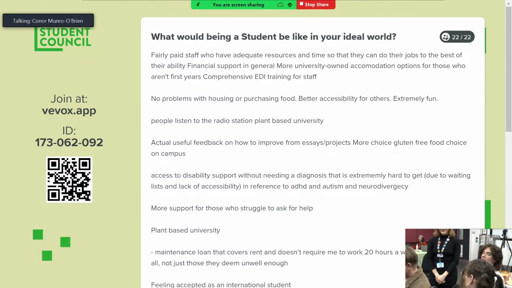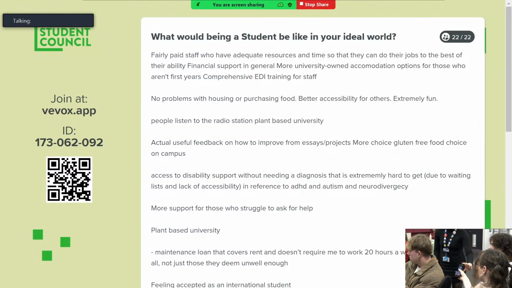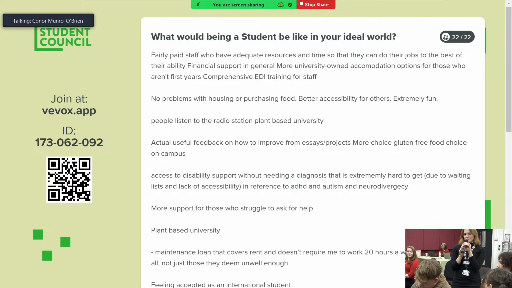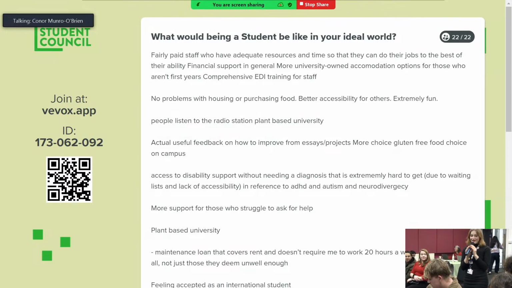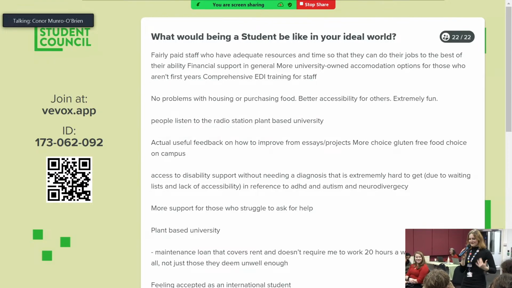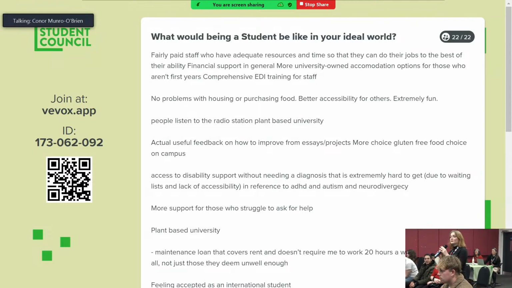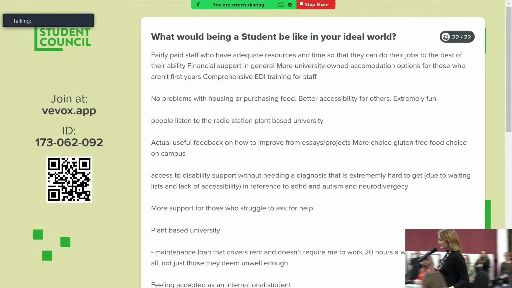More student jobs on campus for students. What would be your ideal student job? Librarian. What if we had a cafe in the... Oh, we do have a cafe in the library. Having more libraries, more cafes, and more students working them. There's one at the back over here, Alex. Sorry, guys, I haven't got my glasses on.